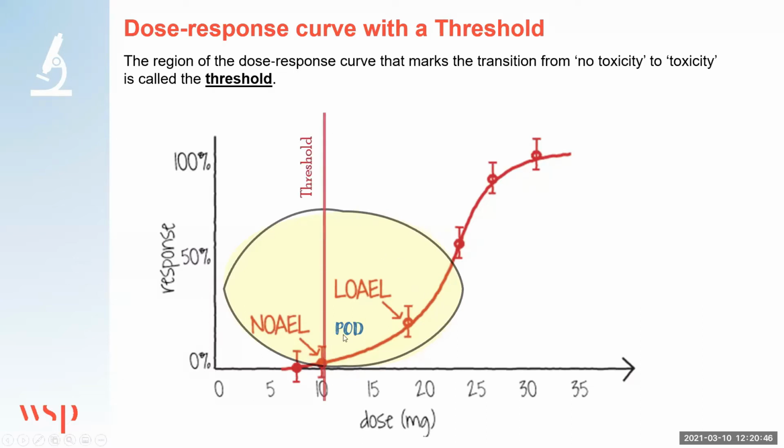The points of departure, the POD that I've got here, are the points on this curve corresponding to the estimated low effect level or a no effect level. Now, a no observable adverse effect level is the highest concentration at which no toxic, adverse response has been measured. The LOAEL, the lowest observable adverse effect level, is the smallest concentration at which an adverse effect is observed. So that was a threshold curve. Sorry, I'll bounce back to that.